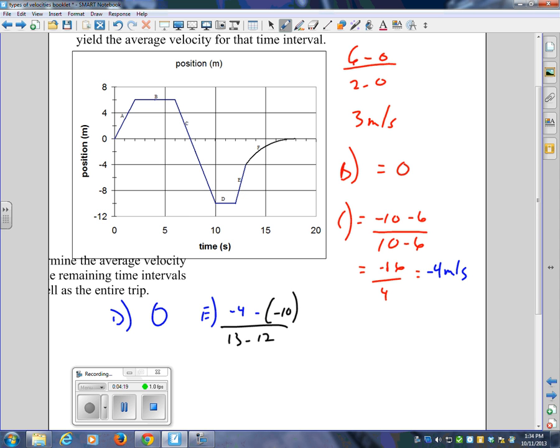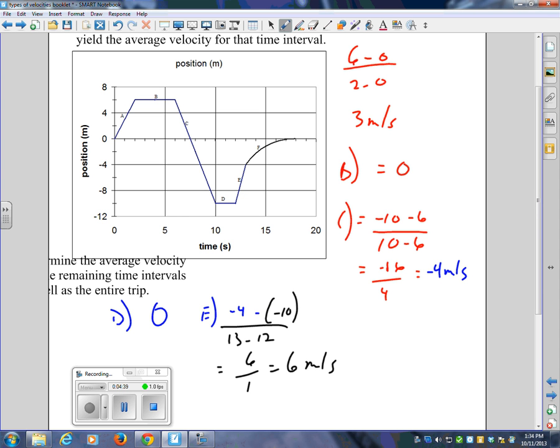just to be complete, let's go 13 minus 12. Minus 4, subtract minus 10. I hope you learned your double negative stuff, so that's going to be what? 6 over 1, or just plus 6 meters per second. Why is it positive? The slope is up to the right. Correct, right? Up to the right.